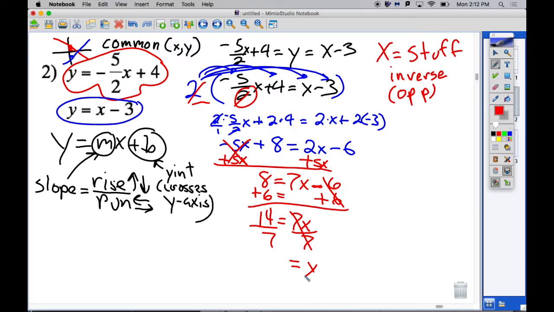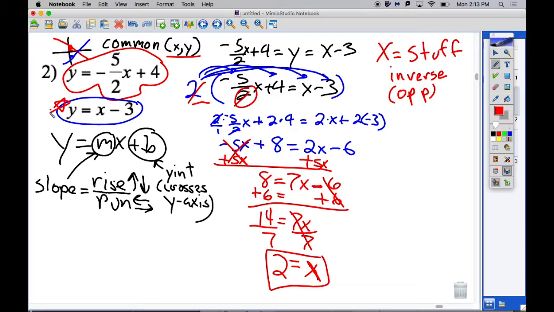What's 14 divided by 7? 2. All right, we're done. That was a lot of work. Are we done though? No. Why not? You have to plug in 2 to one of the equations. We need a common x, comma, y. And right now I only have an x. So I'm going to pick the second equation because it's shorter and easier and doesn't have a fraction.